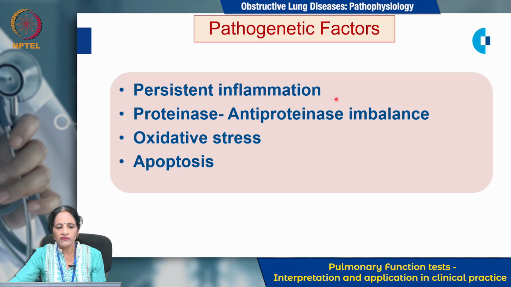Coming to the pathogenetic factors, there are 4 important pathogenetic factors which play an important role in development of chronic obstructive pulmonary diseases or lung diseases. The first and the foremost is inflammation, persistent inflammation. Second is of course the balance between the proteinase and antiproteinase, or what are called protease and antiprotease imbalance. And we have oxidative stress and apoptosis, that is programmed cell death. All these 4 factors play an important role in the pathogenesis or development of chronic obstructive lung diseases.